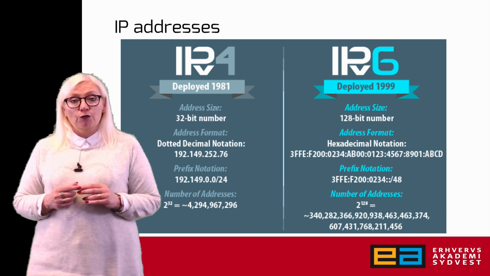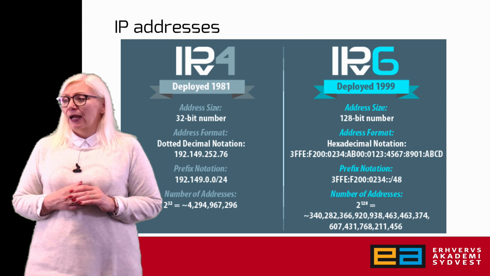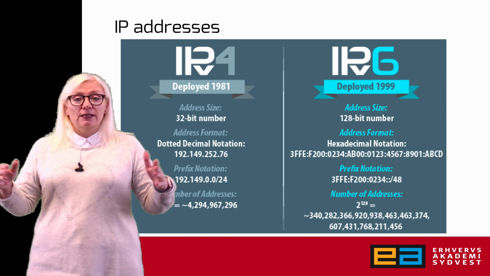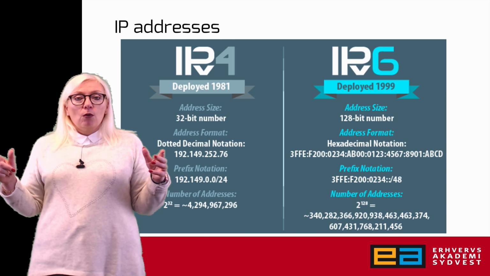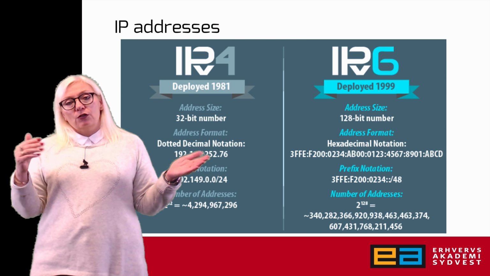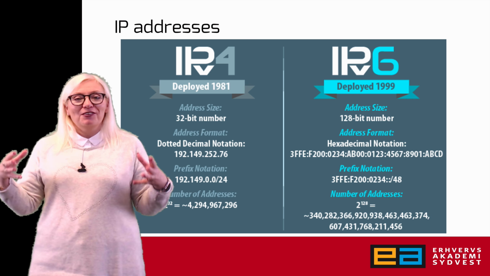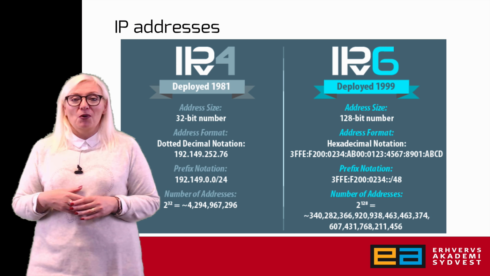We have IP version 4 and IP version 6. IP version 4 is the old one. It actually started already in the 1970s and was deployed in 1981. These addresses are 32 bits long, which means that it consists of 32 zeros and ones, because of course in the end all the devices on the internet only understand zeros and ones.